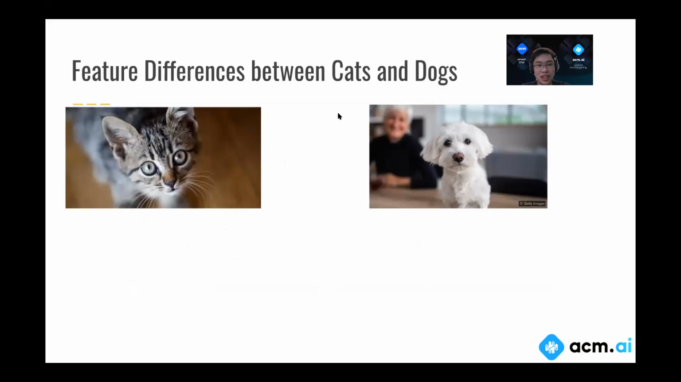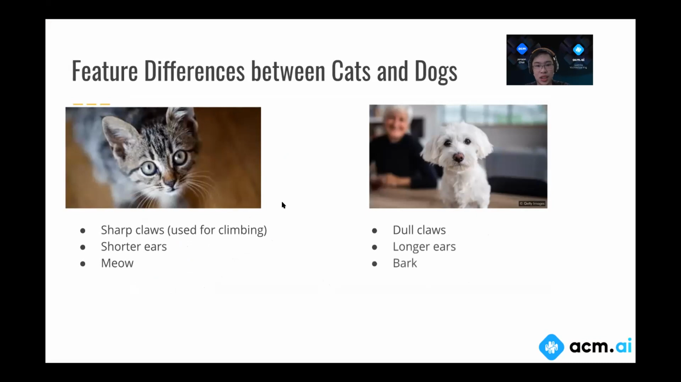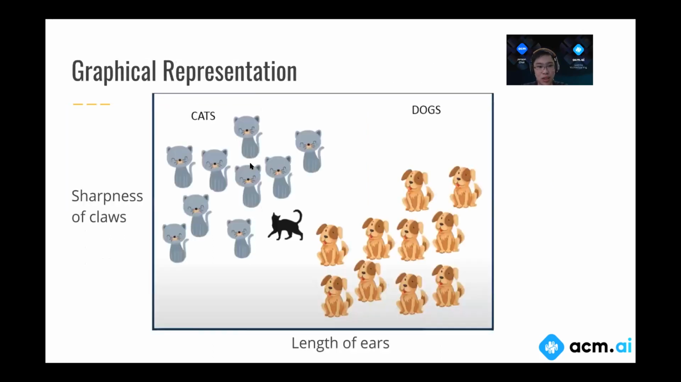So let's suppose we're trying to classify a new image into either a cat or a dog. Let's think about some feature differences between cats and dogs in general. For example, cats might have sharper claws, shorter ears, and they meow, while dogs might have duller claws, longer ears, and they bark. So how do we represent this graphically?